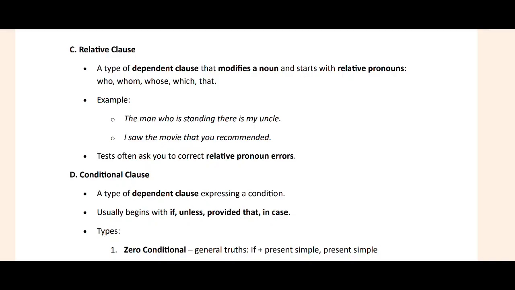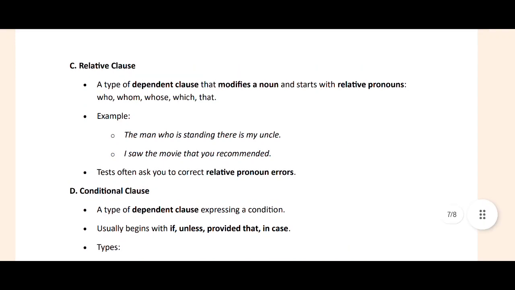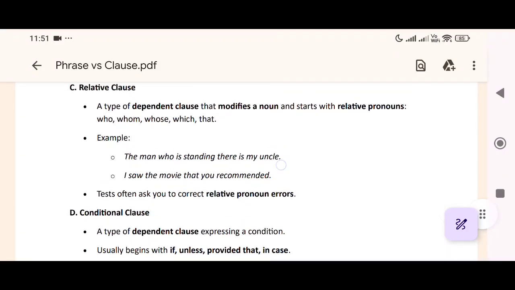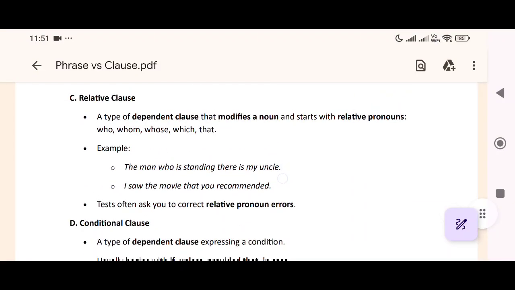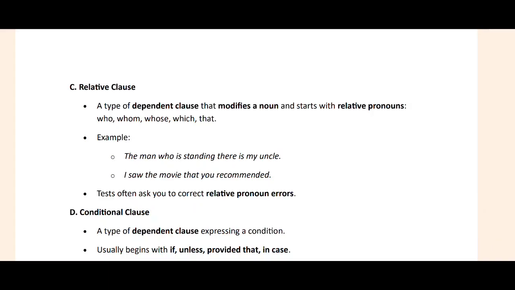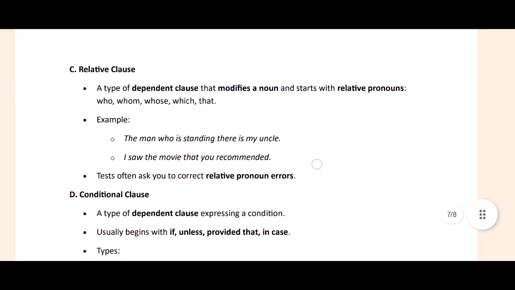If you observe here, "The man who is standing there is my uncle." If we write "The man is my uncle," that is a complete sentence, an independent clause. But "who is standing there" is not complete by itself. So here, "who is standing there" is the relative clause.